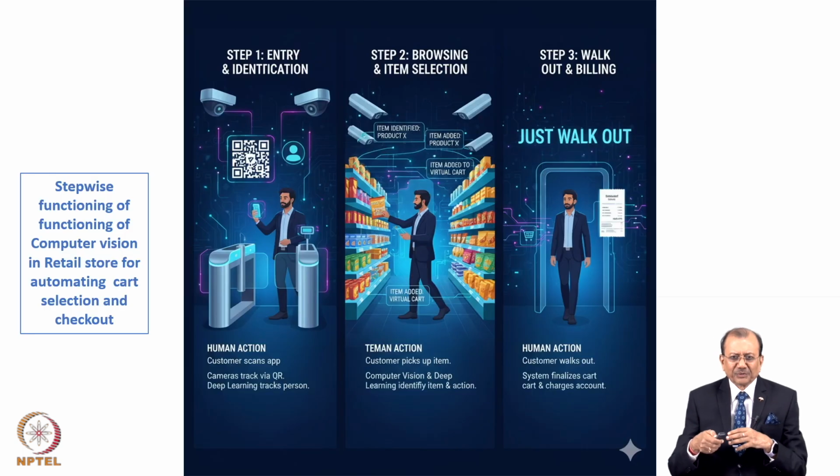This visual is also showing the stepwise function of the computer vision system in a retail store. You can see that there is a computer vision camera watching this person who is entering the store, and the customer scans his QR code, and the cameras track via the QR code. The deep learning system tracks who this person is, and now he is going to select an article, or some item, in the store.